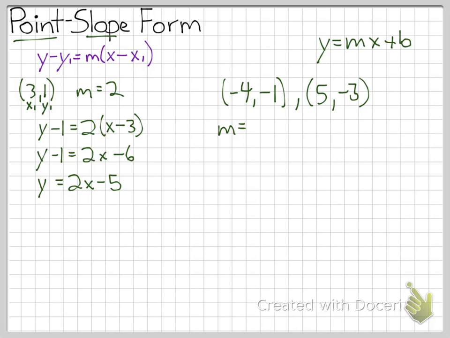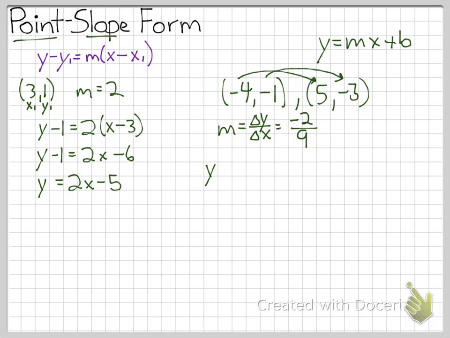Now whenever you need slope, you can always use slope formula, and I'll add a link to finding slope formula. But what if we didn't want to use slope formula? What if we just wanted to figure out the slope? Now the slope is always the change in y over the change in x. So I went from negative 1 to negative 3. So that means it changed negative 2. I went from negative 4 to 5. That means it changed 9. So my slope is negative 2/9. Now, if you use slope formula, you'll get there too, but that is my slope, negative 2/9.